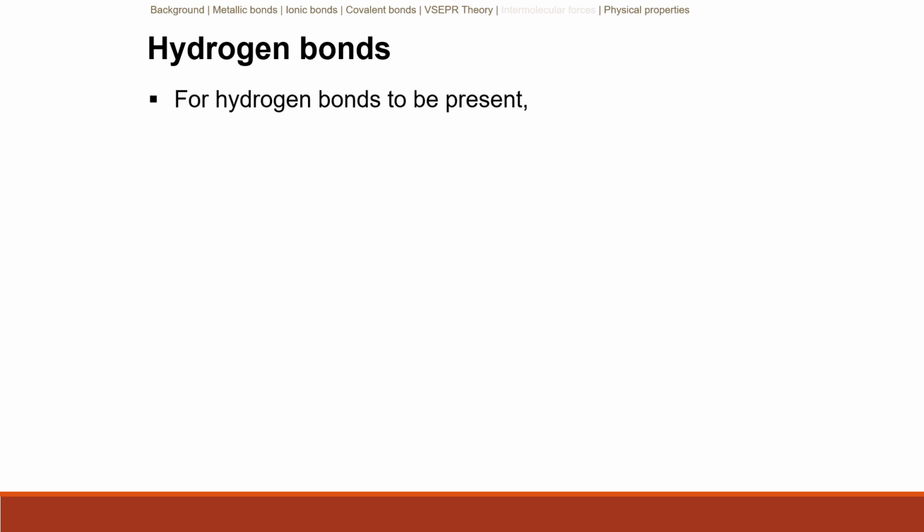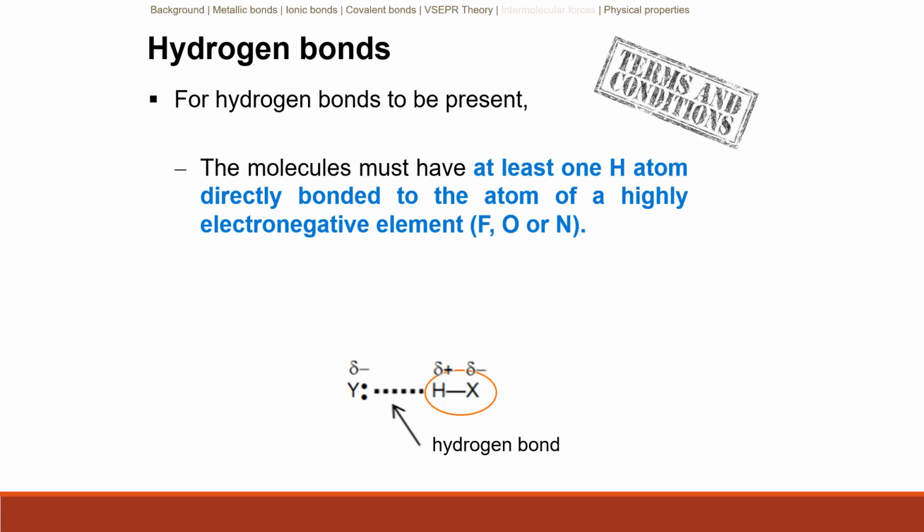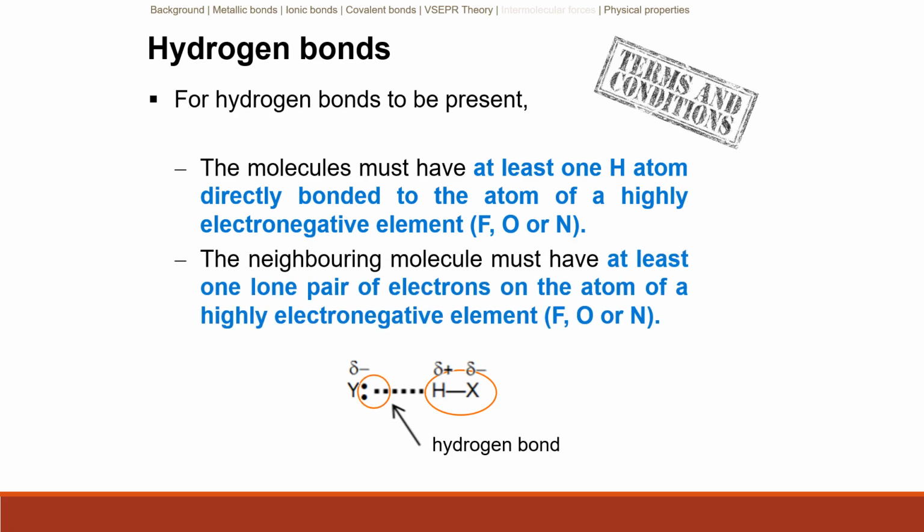For hydrogen bonds to be present, there are some special terms and conditions. First, the molecules must definitely have at least one H atom directly bonded. The word directly is very important, so you must really check the molecule to ensure that the H atom is directly bonded to a N, O, or F atom. Second, the neighboring molecule that it is hydrogen bonded to must have at least one lone pair of electrons on the N, O, or F atom. So you see this NOF is a unique set of elements that are relevant to hydrogen bonds. Therefore, you will need to commit this to memory.